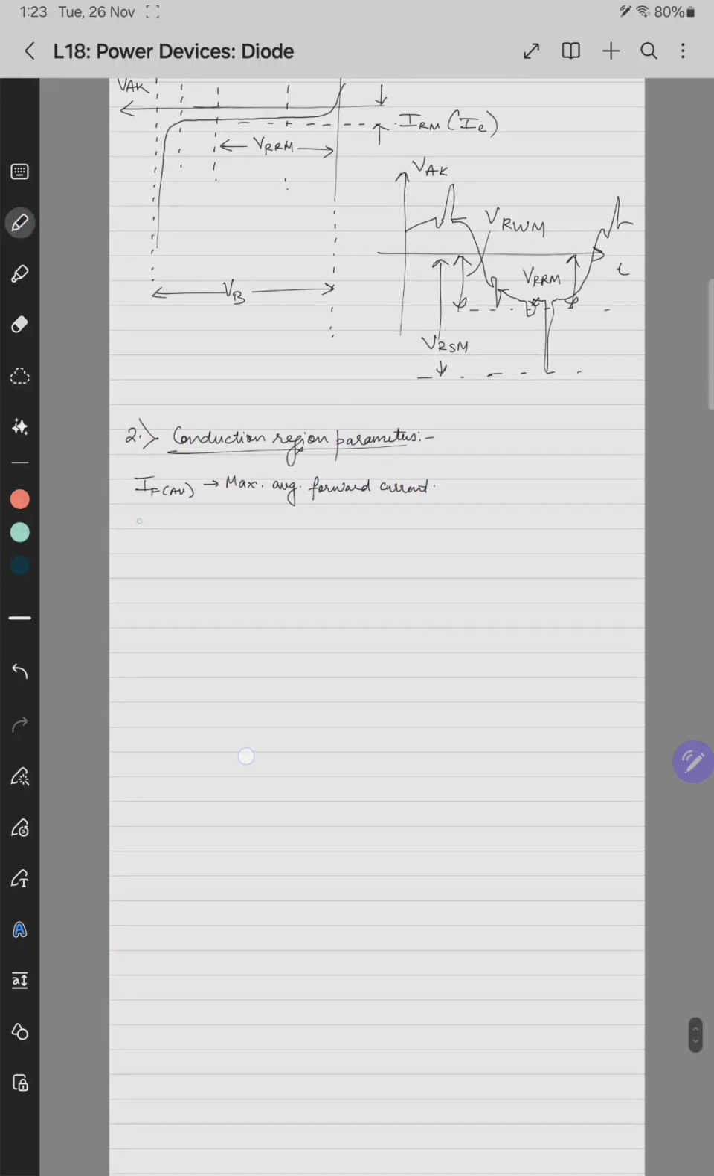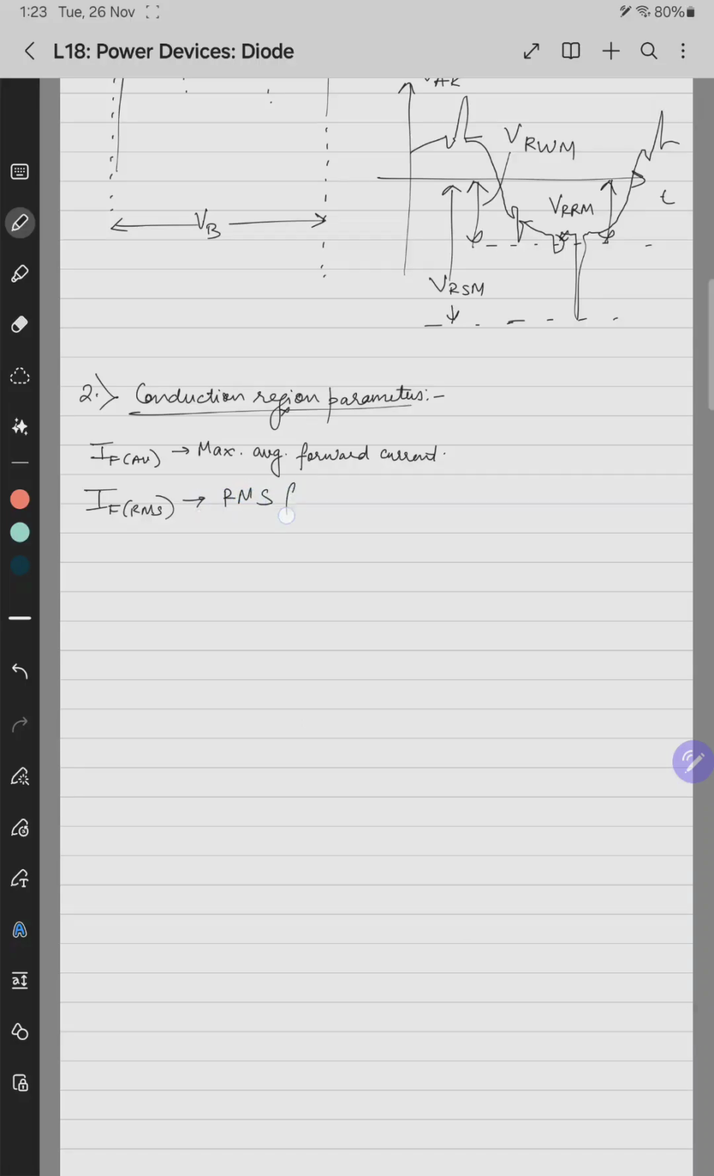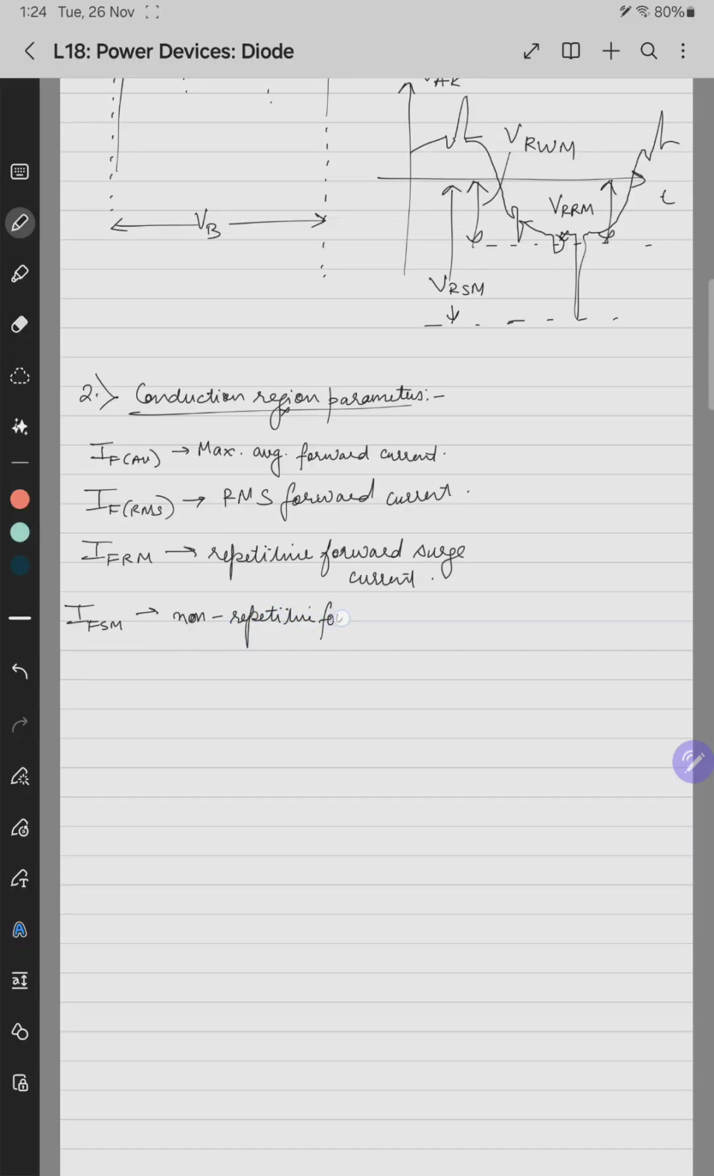IF(AV) is the maximum average forward current. IF(RMS) is the RMS forward current. IFRM is the repetitive forward surge current. IFSM is the non-repetitive forward surge current, and VF is the forward voltage drop.